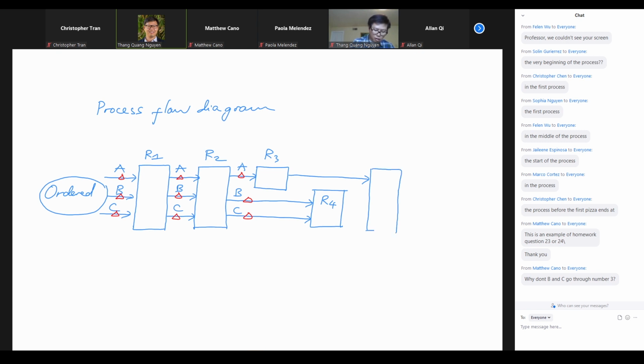I draw that R5, resource 5 right here. And then A goes through it, B goes through it, C goes through it, right? All units will go, all products will go through resource 5. There might be some wait time along the way. And finally, when all the dishes are ready, then they will be served to the customer. So the end of the process is the food is served.